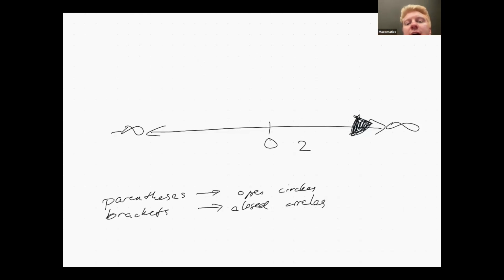Similarly, if we wanted to do -infinity up to -7, well, let's put -7 here. -7 is using brackets, and then everything in that direction.